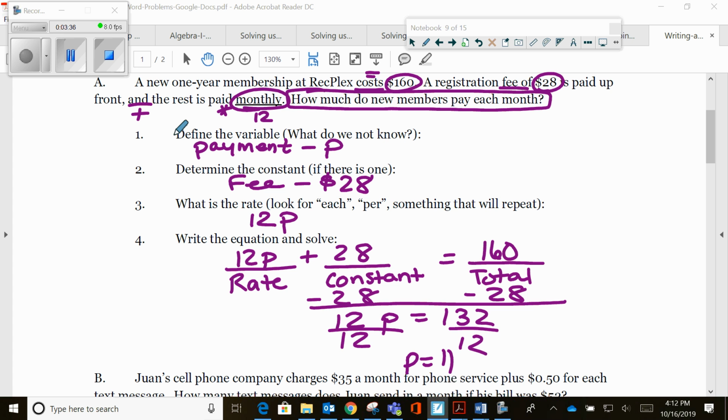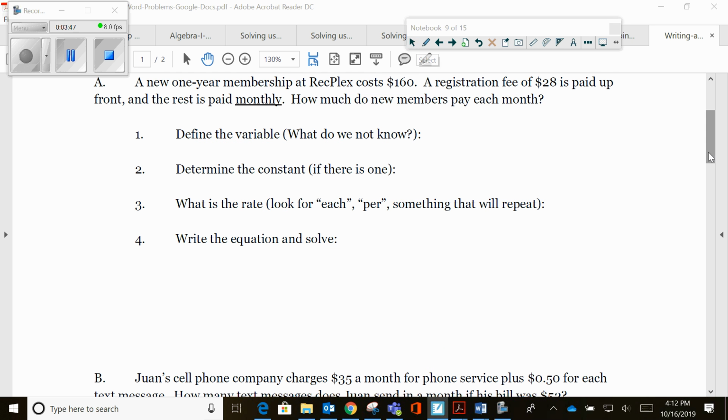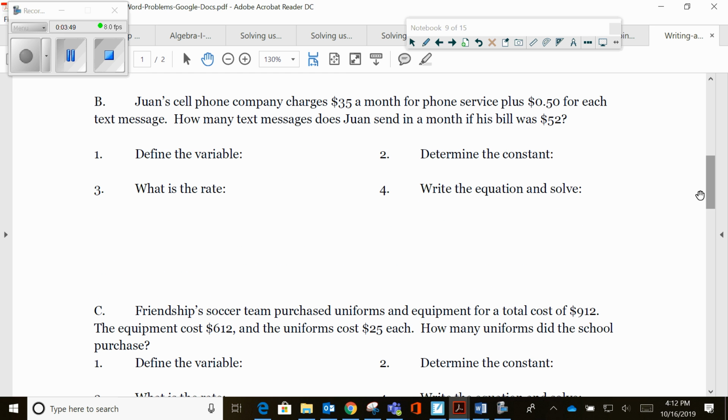So we defined our variable, our constant, our rate of change, wrote the equation, and solved to answer the question. We're going to do one more example. Looking at letter B: one cell phone company charges $35 a month for phone service plus 50 cents for each text message. How many text messages does one send in a month if his bill costs $52?